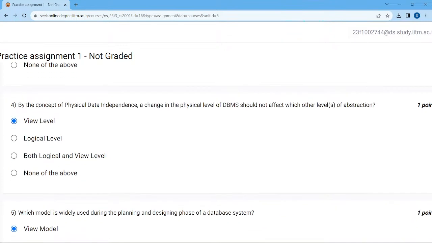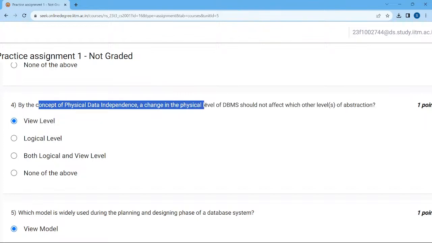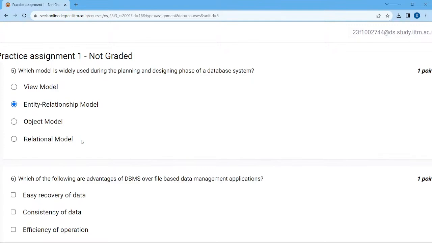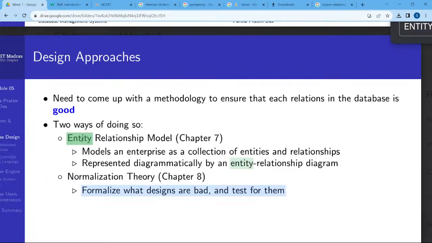By the concept of physical data independence, a change in physical data should not affect both the logical and view levels. Which of the following is widely used during the planning and designing of the database? Entity relationship model, highly used. Is it so?